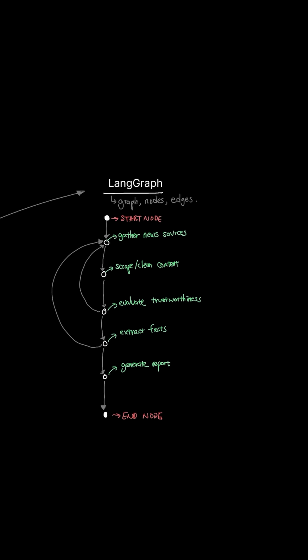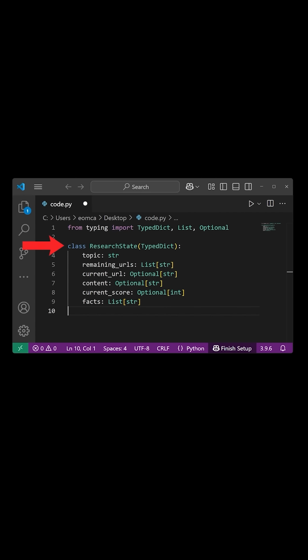Now, what makes LangGraph special is what's called state graph, meaning they all have a shared state. A state essentially serves as a persistent memory for the workflow to store pertinent information at all different parts of the workflow. So in our case of deep research assistant, the state might look something like this: class ResearchState, topic that's a string, remaining URLs, which is a list of strings, current URL, which is an optional string, content, which is an optional string, current score, which is an optional integer, and facts, which is a list of strings.